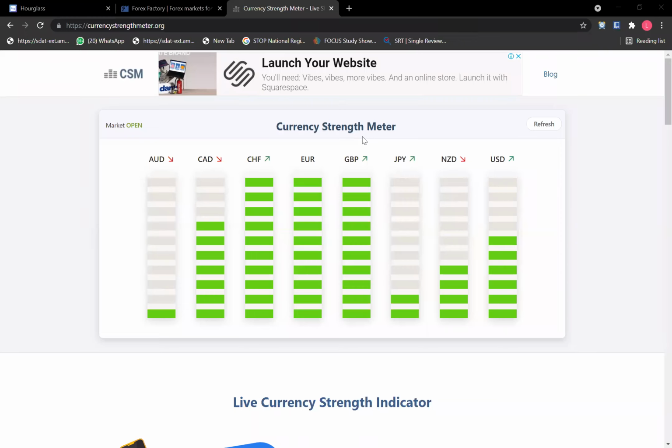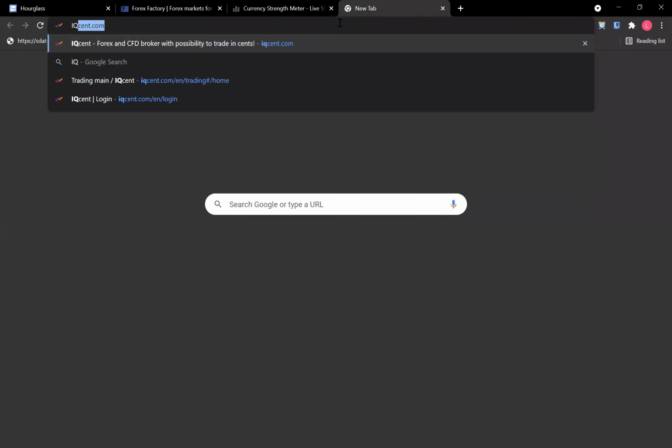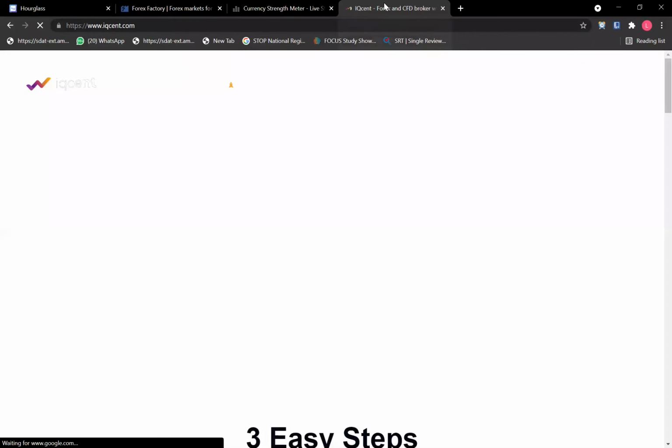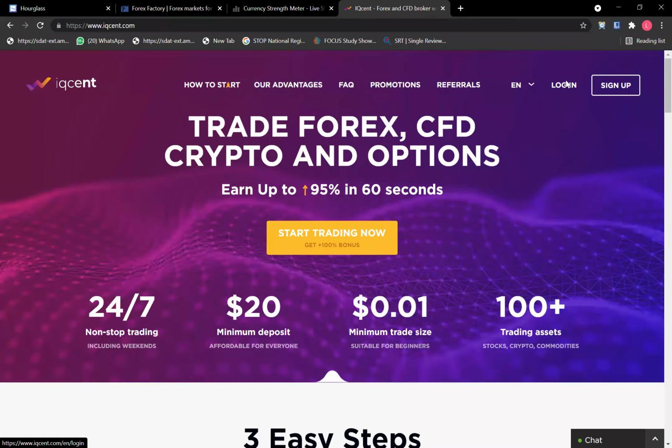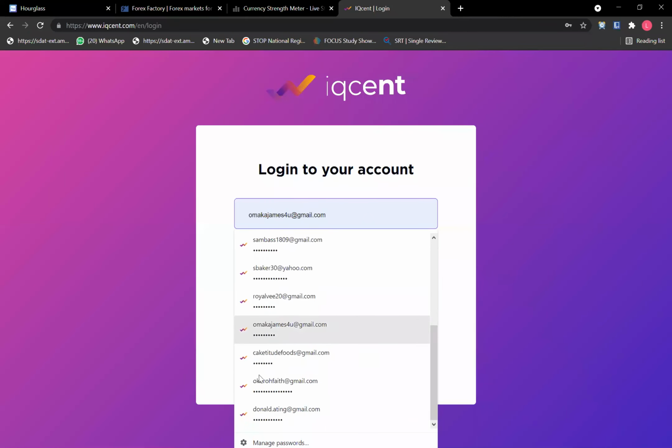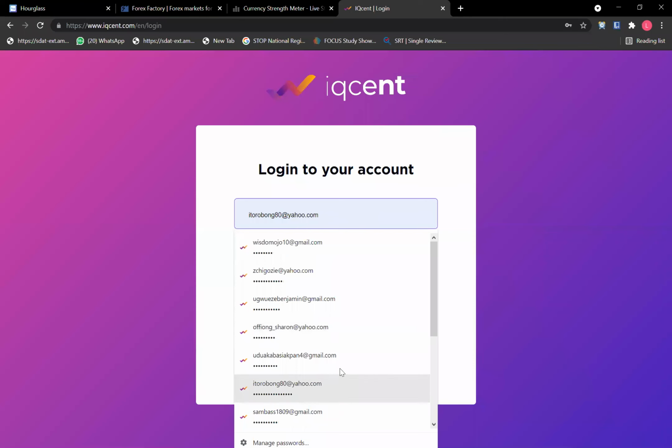Do you understand? Now, you're not exactly freestyling them because, if you look at your broker, I'm actually going to log in to a broker to explain this thing to you guys. So obviously, an example of a broker is IQ Cent. So like I said, if you look at your broker, this one.